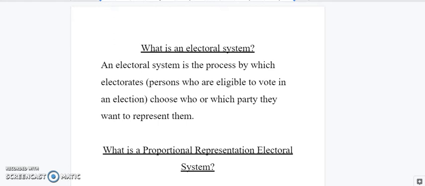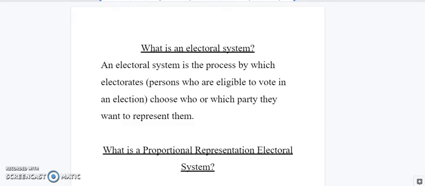Now, what is an electoral system? An electoral system is the process by which electorates, and when we talk about electorates, we're talking about persons who are eligible to vote in an election, choose who or which party they want to represent them.